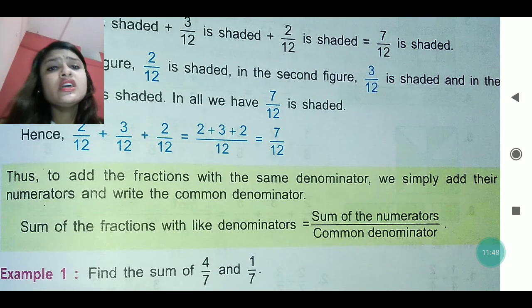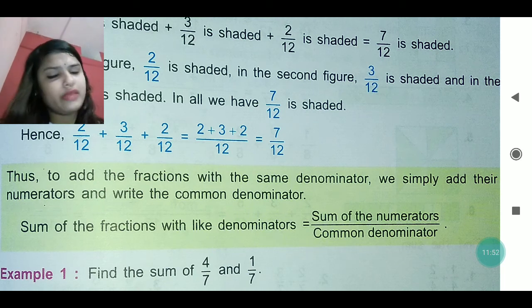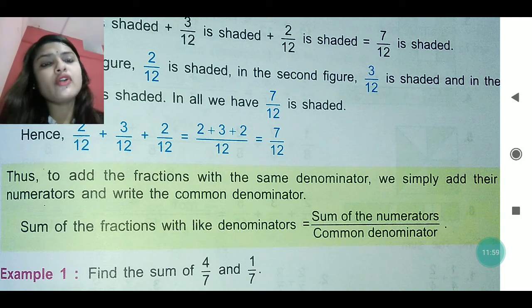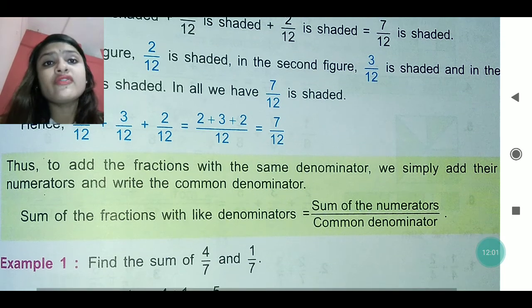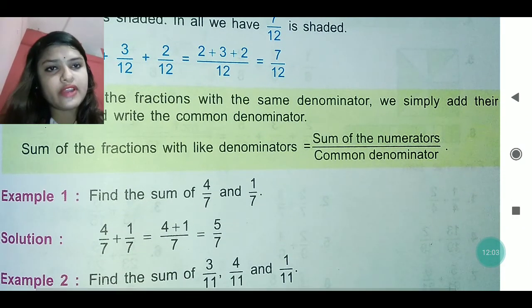What it is written? Thus, to add the fraction with the same denominator, we simply add the numerators. Keep always in your mind. Learn this: sum of the numerators, common denominator. It will help you out in doing the addition of the like fraction. Same kind of question, one more is there.